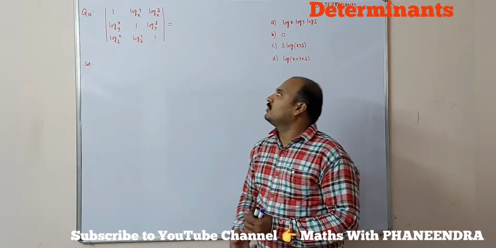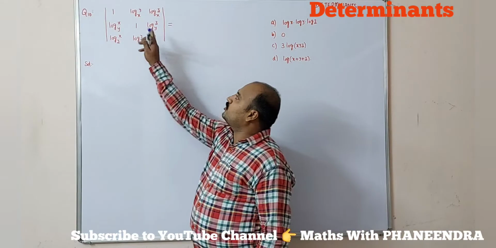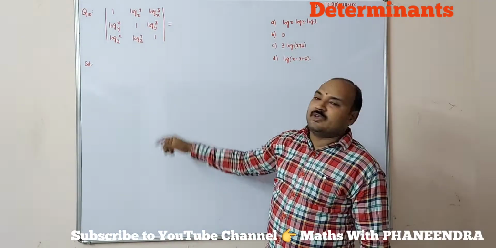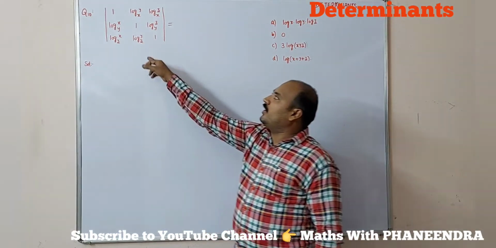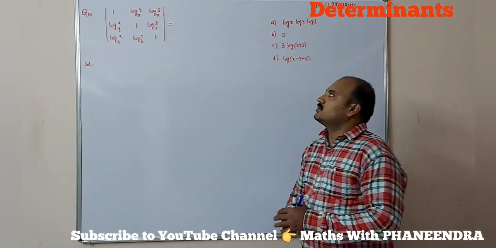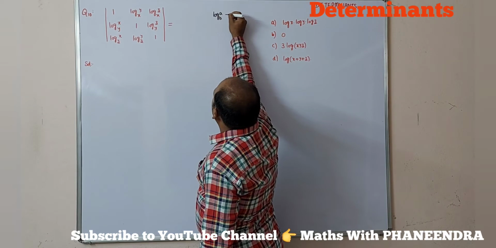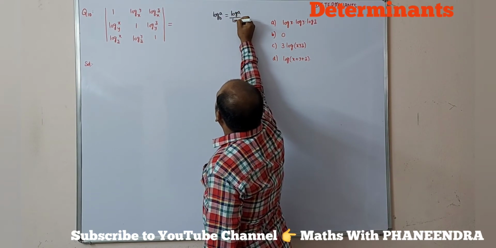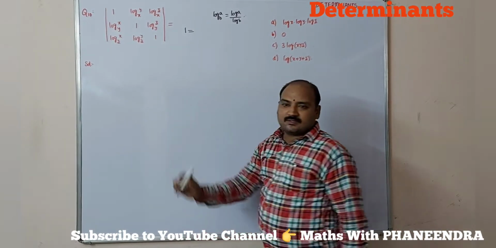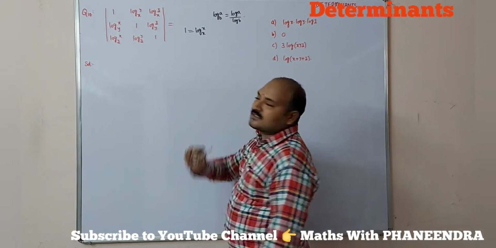The next question: determinant of 1, log y to the base x, log z to the base x; log x to the base y, 1, log z to the base y; log x to the base z, log y to the base z, and 1. So how to proceed? We know that log a to the base b can be written as log A by log B. We know that. And 1 can be written as log x to the base x.